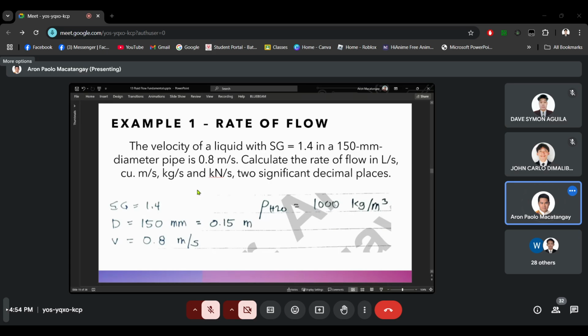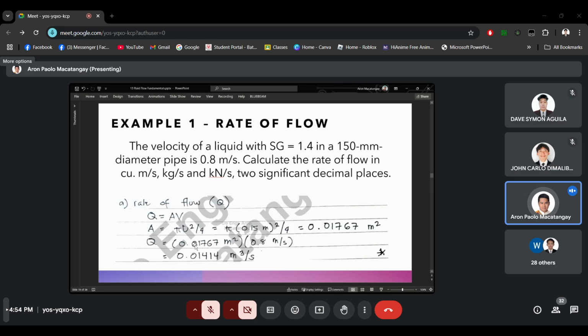So again, rate of flow is area times velocity. That will be pi d squared over 4. For me, I am more comfortable using pi d squared over 4 because most of the areas that we will use will be based on diameter. So for me to not need to convert it to radius anymore, I used pi d squared over 4. Then multiply that with the velocity 0.8 meters per second, then we get 0.01414 cubic meters per second.